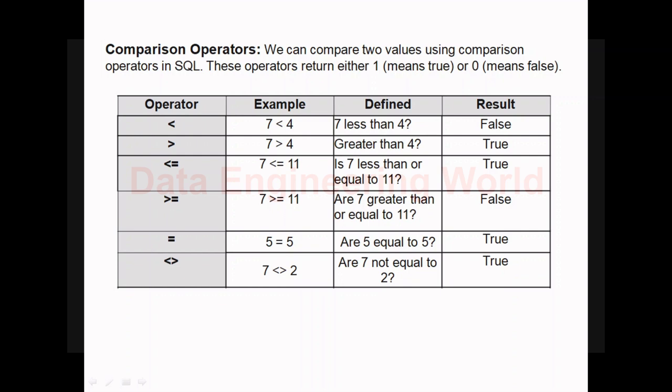Let's move on to the second category of the operators, which is comparison operators. These operators are used to perform the comparison of two values. They are also referred to as relational or Boolean operators because they give the result as true or false.